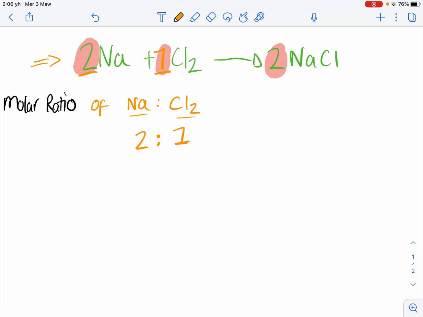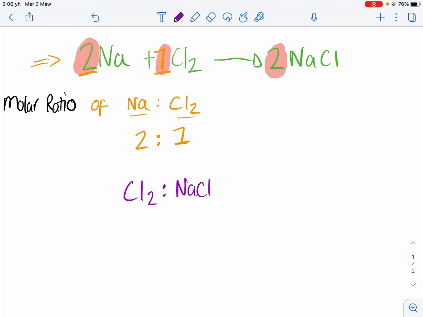In the next video, I'll show you how to use that in terms of a conversion factor. But for the moment, that's it. We've worked out the molar ratio between sodium and chlorine. It is 2 to 1. Let's now have a look at the molar ratio between chlorine and NaCl, sodium chloride.